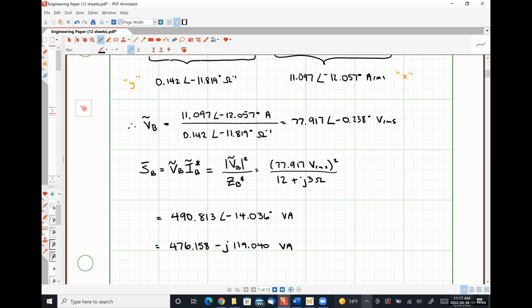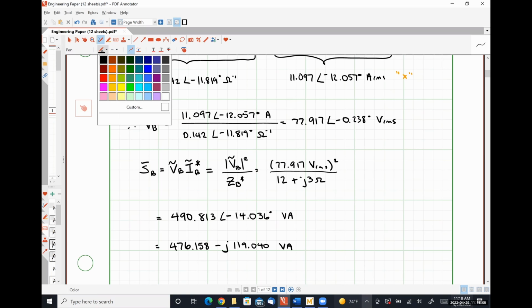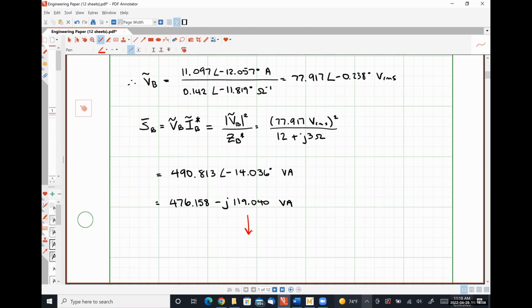Which of these four numbers is the actual thing we're looking for? The negative 119.040. Absolutely correct. So from this, QB, which is the imaginary part of SB, is negative 119.040 vars.